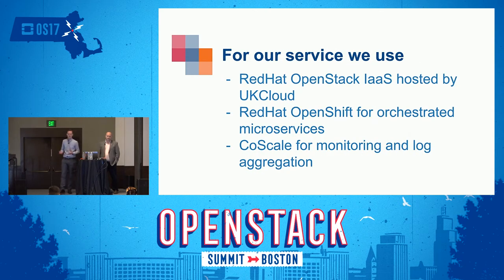So for our service, we use Red Hat OpenStack as infrastructure as a service, which is hosted by UK Cloud. These might be some companies that you've heard of that have previously been yesterday in different areas looking at what we're doing. And then we use Red Hat OpenShift for our microservices. We're currently using a company called CoScale for monitoring and log aggregation. I've been walking around here and seen there's a lot of competition on monitoring and logging. So there's a lot of options that can be used, but for our current service, these are the choices that we made.